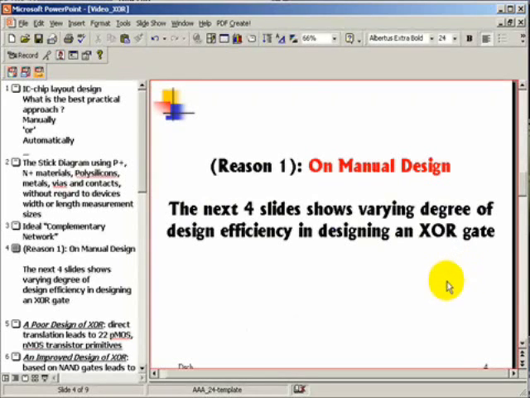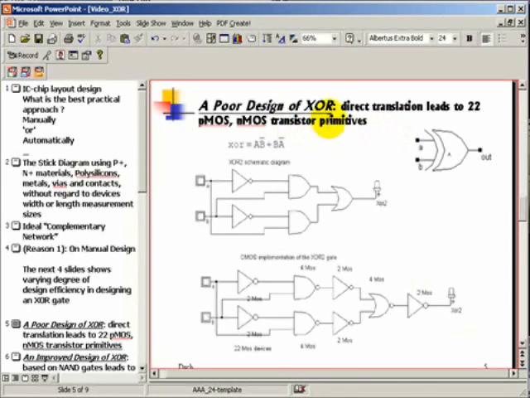Today, let us first look at a manual design that needs to be carried out to produce a simple exclusive OR gate. These four slides will show the varying degree of design efficiency if done manually. It's very possible that the initial approach is direct translation of the exclusive OR function, AB' or BA', into transistor level. So you will complement the A and the B to produce the A' bit, and the A with the B', and this is the B and A', and OR that with the A, B' to produce exclusive OR.